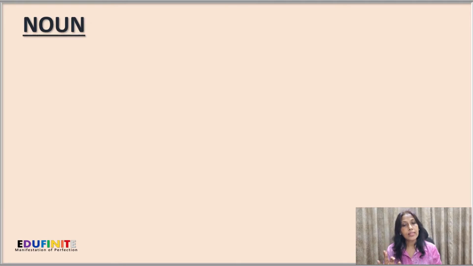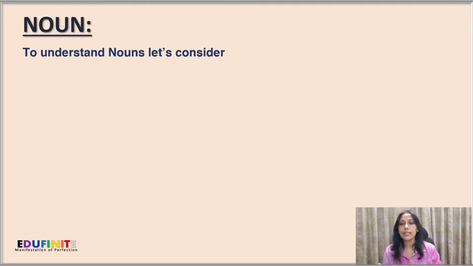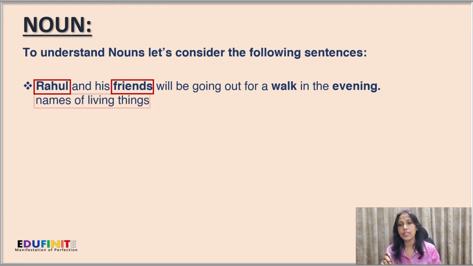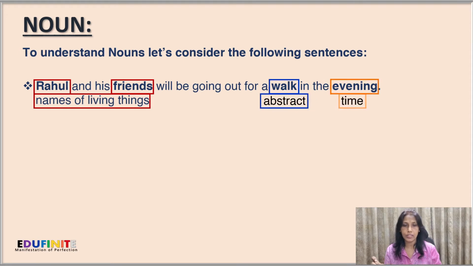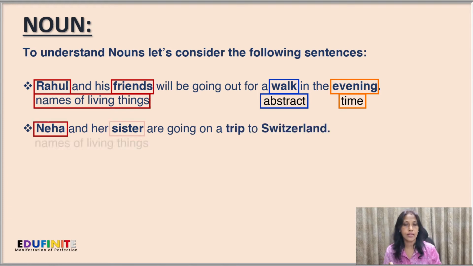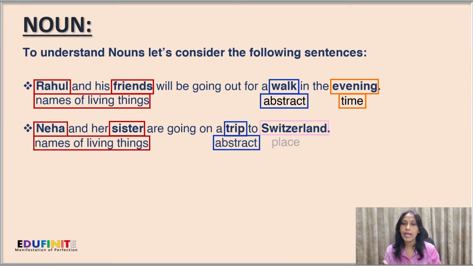Now, to understand nouns, let us consider the following sentences. Rahul and his friends will be going out for a walk in the evening. Now, Rahul and friends are names of living things. Walk is an abstract noun and evening is time. So, these are all nouns. Neha and her sister are going on a trip to Switzerland. Neha and her sister, names of living things, trip abstract, and Switzerland is the name of a place. So, these are all nouns.